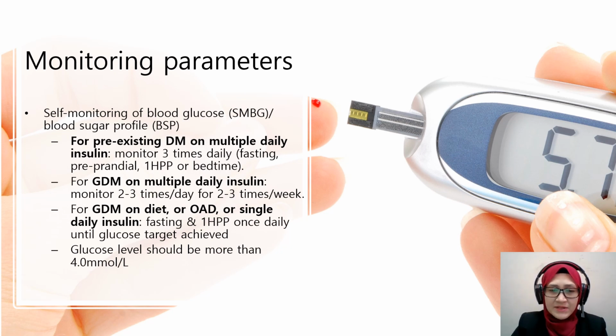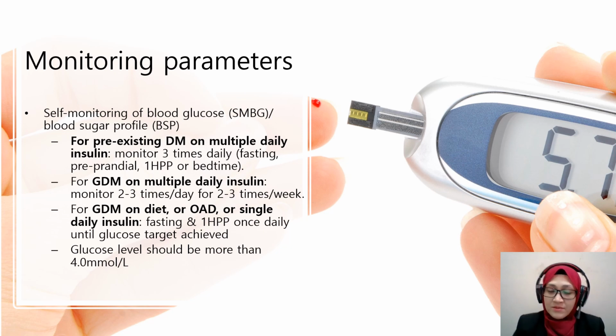And for GDM with multiple daily insulin, we need to monitor 2 to 3 times per day for 2 to 3 times a week. And this is the same with those with diabetes mellitus. Those with diabetes on insulin, they also need to monitor. They need to get the blood glucose level before they take the insulin injection. For GDM on diet or oral antidiabetics or single daily insulin, it is fasting and 1 hour postprandial once daily until the blood glucose target is achieved.